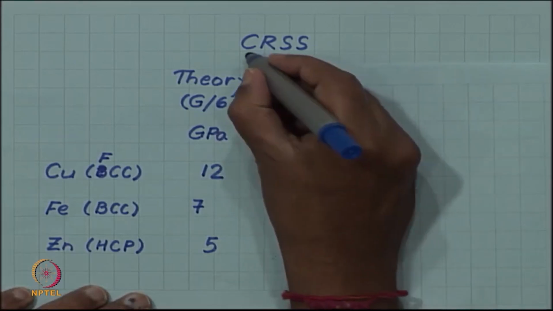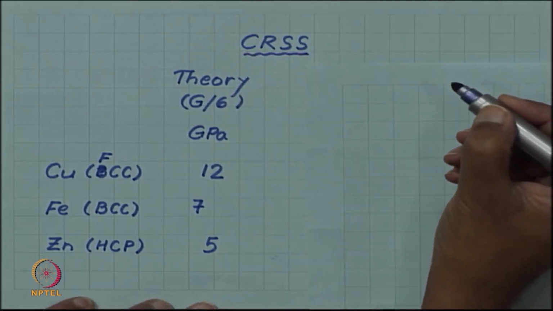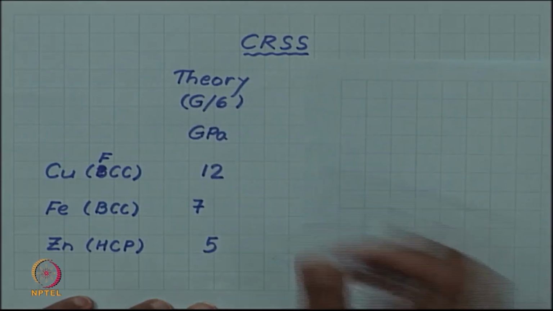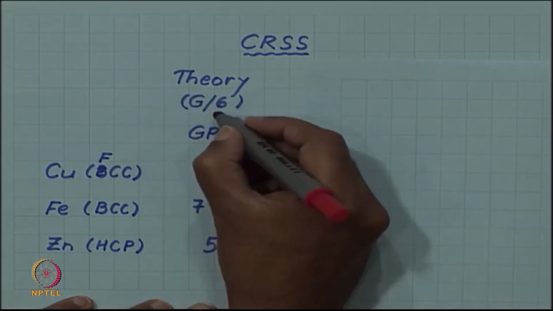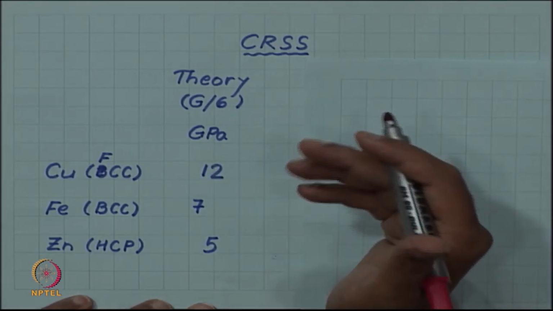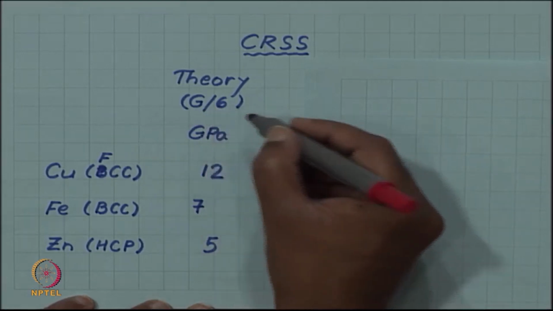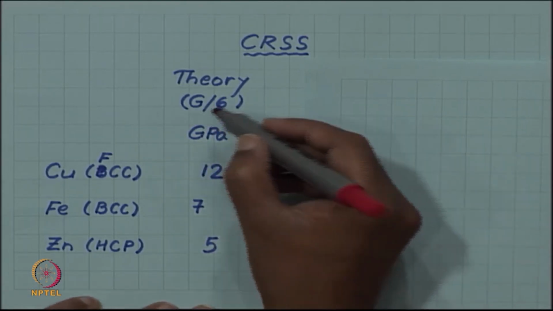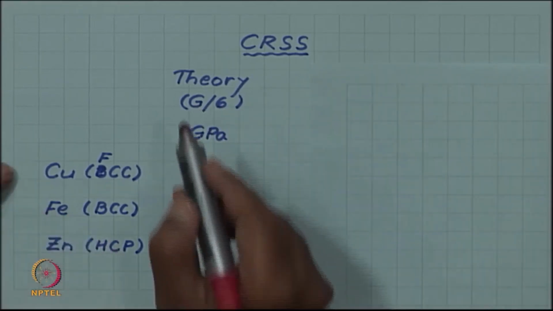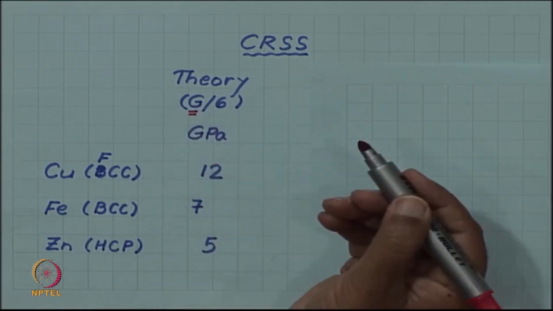So, people started taking interest in the values of critical resolved shear stress, and then a theoretical estimate was proposed, which was G by 6, where G is the shear modulus. So, shear modulus divided by 6 was supposed to be the theoretical value of critical resolved shear stress. The theory predicted a very simple way of calculating it, and all we need to know now is the shear modulus of different materials, and these have been experimentally determined.